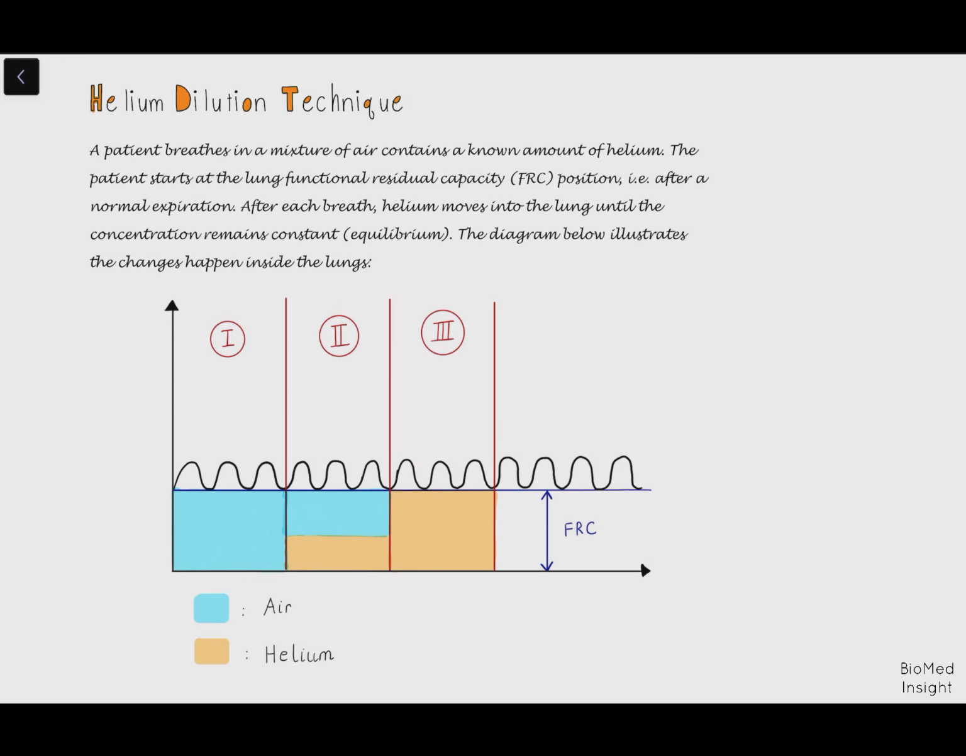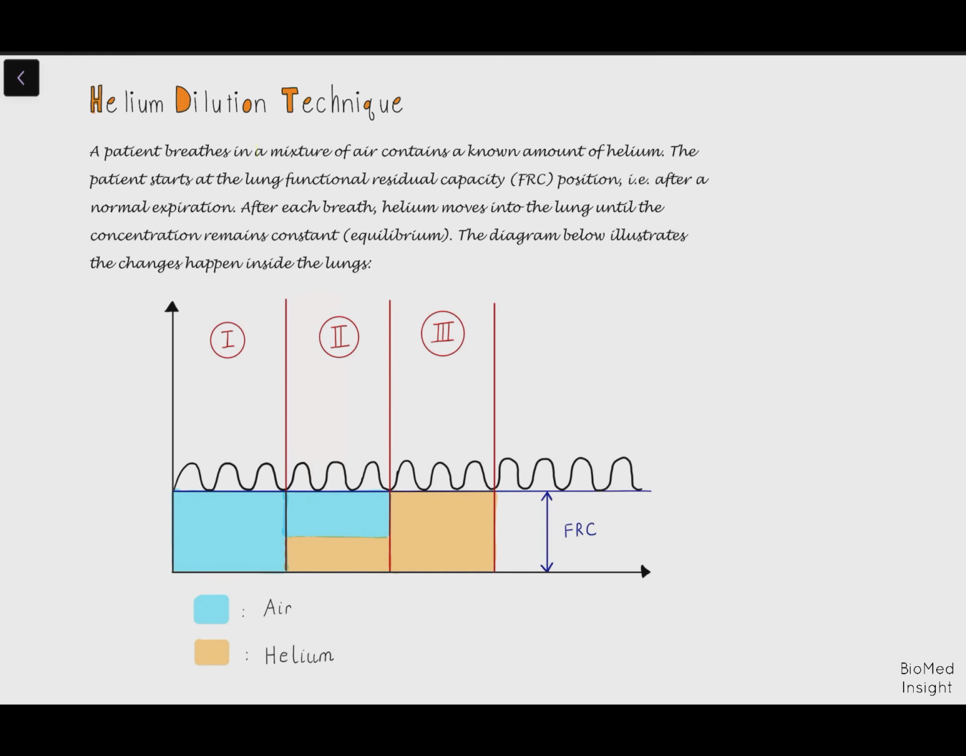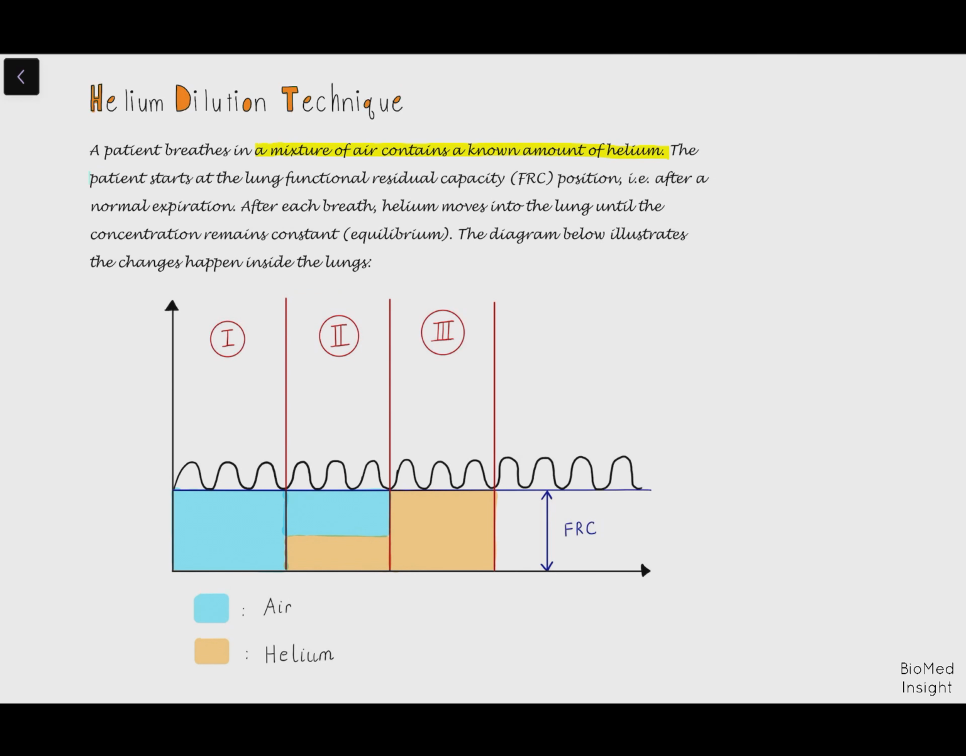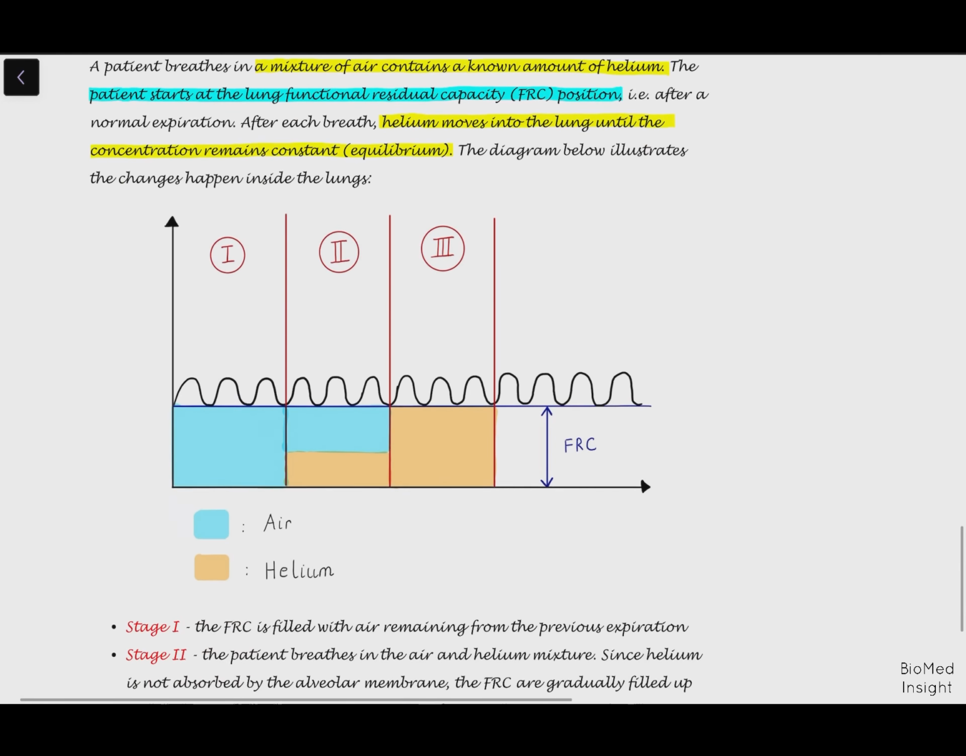To get these parameters, we use a technique known as the helium dilution technique, in which a patient breathes in a mixture of air containing a known amount of helium. The patient starts at the lung's functional residual capacity position. After each breath, helium moves into the lung until the concentration remains constant. The diagram below illustrates the changes happening inside the lungs.